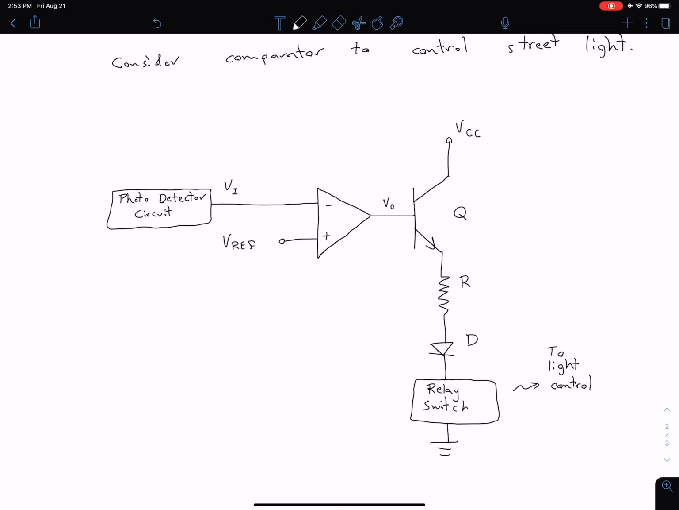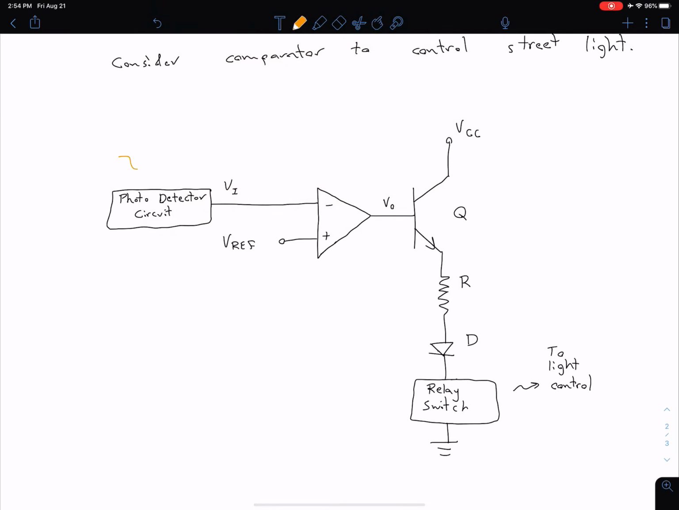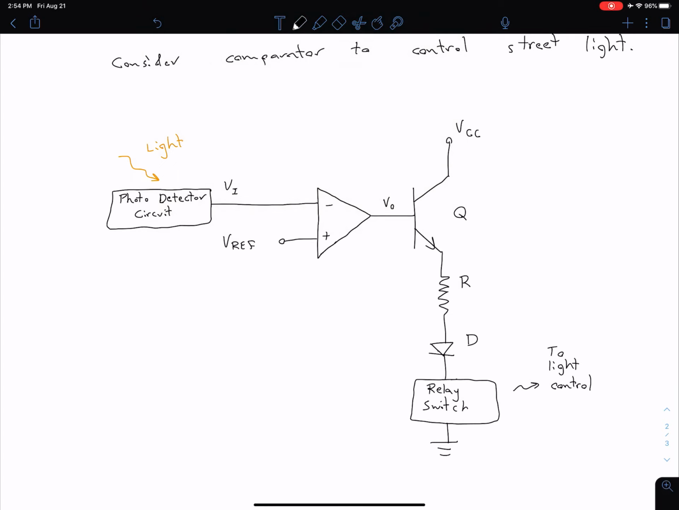So we have a photo detector circuit over here on the left, and what's going to happen is, of course, we're going to have some light coming in. So we have some photons. So this is our light. And by whatever means, we're saying that this photo detector circuit is going to convert that light into a voltage, VI, which becomes our input. So now see, this part here looks very similar to what we just looked at. We have our VI, our VREF, and our Vout. We've just given a physical definition to our VI.